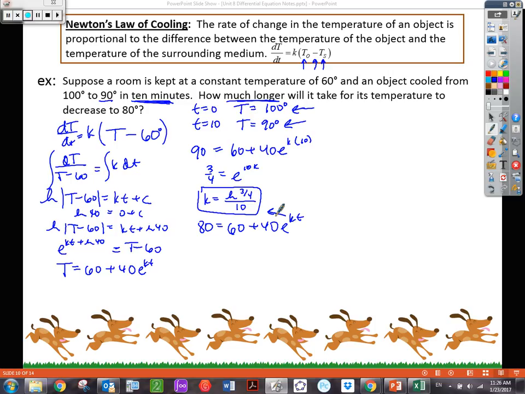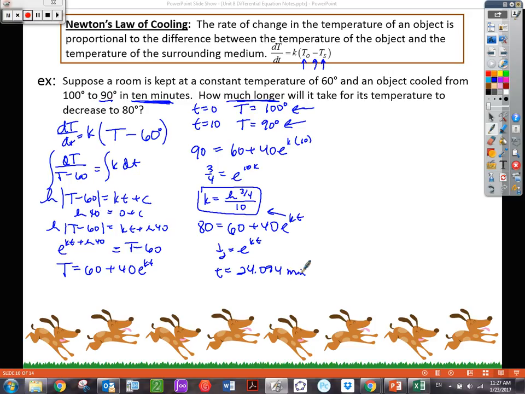So I solve, and I'm not going to go through what we do: we subtract the 60, get 20. 20 divided by 40 would be a half. So we have 1/2 equals e to the kt. Again, k is this value. And then we solve, by taking the natural log of both sides, etc., like we have done several times before today, and we get t equals 24.094 minutes.